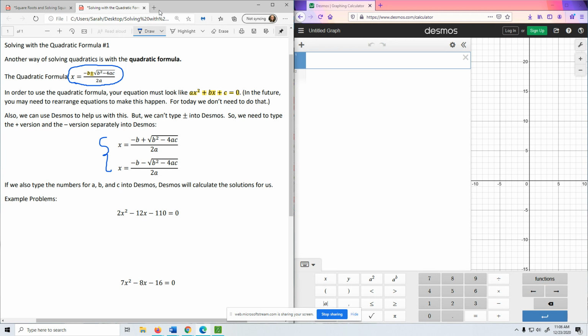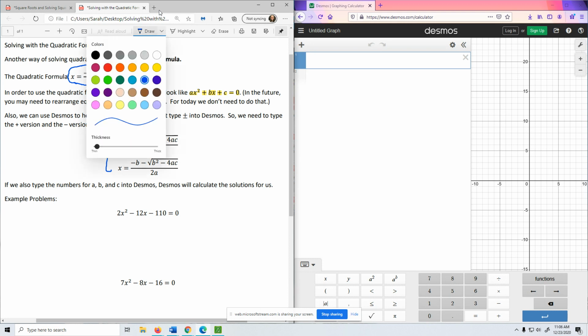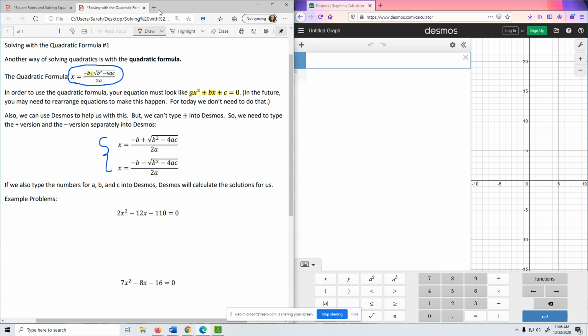So, let's take a look at this first example problem. First of all, check to make sure everything's in the right order, which it is: something x squared, something x, number equals 0. I think it's easiest to label what a, b, and c are. A is the number in front of x squared, so a is 2. B is the number in front of regular x, so for this problem it's negative 12. The negative is part of that. C is the regular number term, so for this problem it's negative 110. From here, we are going to do things in Desmos.